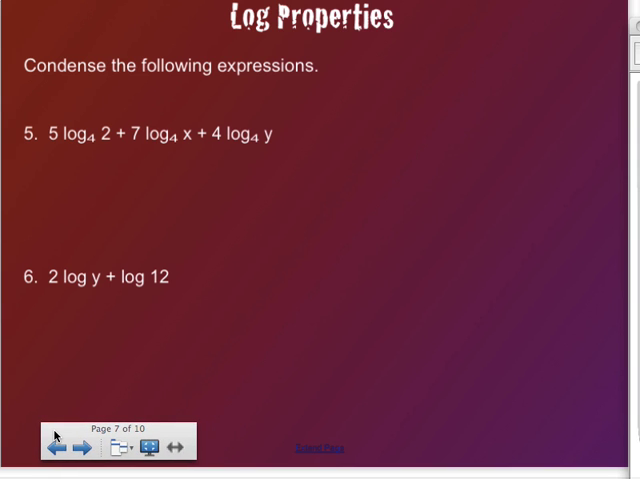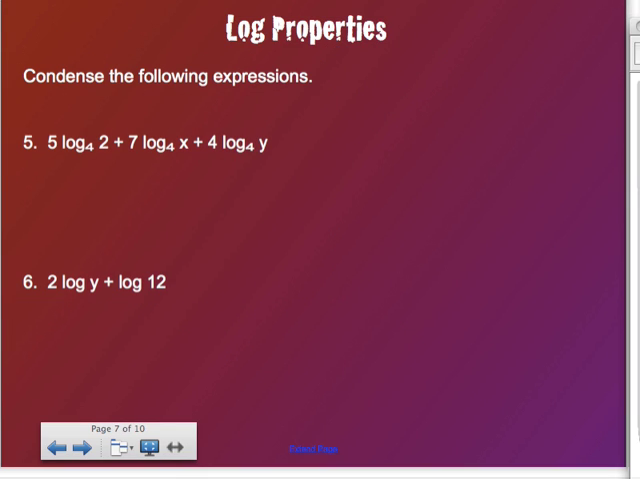If I look at number 5, I have a whole bunch of stuff going on. First of all, notice I have something that looks like 2 plus signs. If I have 2 plus signs, I know I'm doing a lot of multiplication. Again, I'm going to first start looking at, is there any kind of power out front that I can put back inside as a power? For example, I can put the 5 back as a 2. I can take the 7 and put it back as the x, and I can put the 4 back as the y. And if that's the case, I think I end up with log base 4 of 2 to the 5th plus log base 4 of x to the 7th plus log base 4 of y to the 4th.